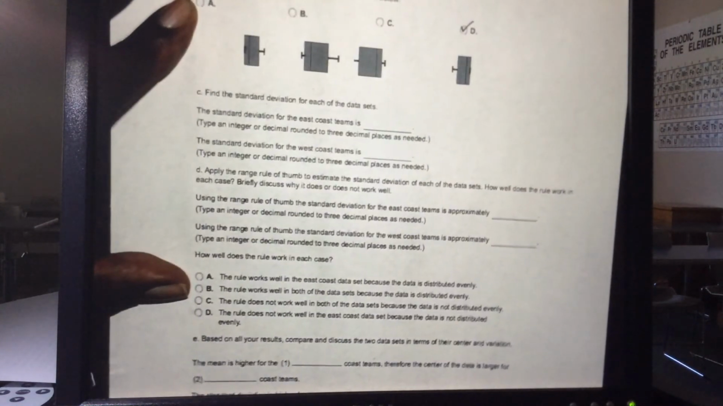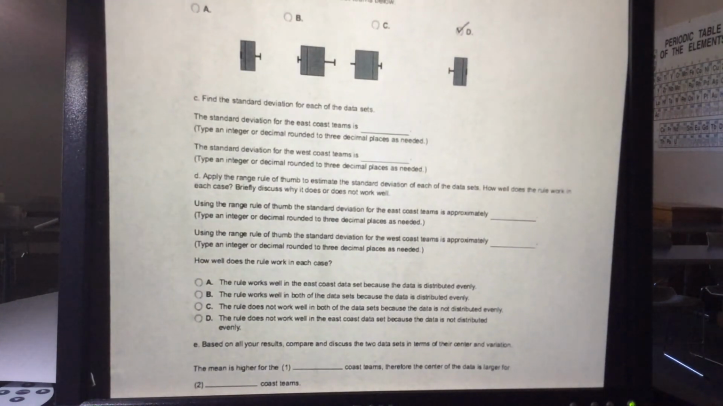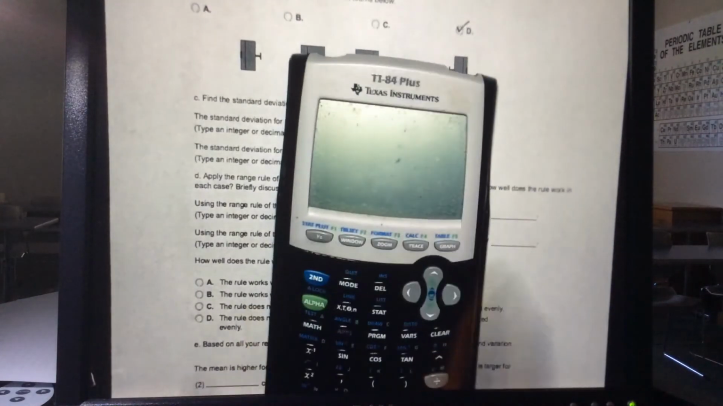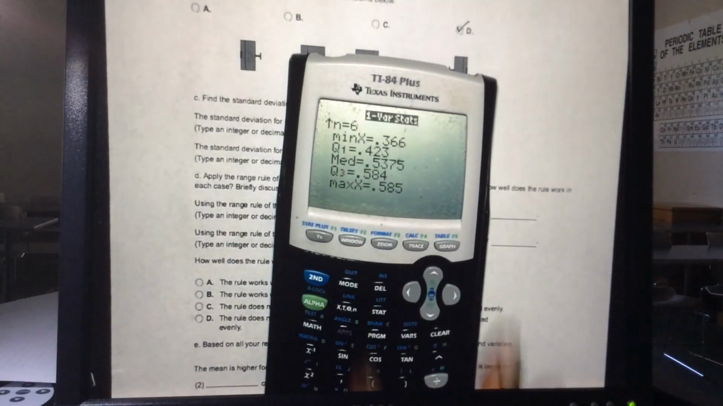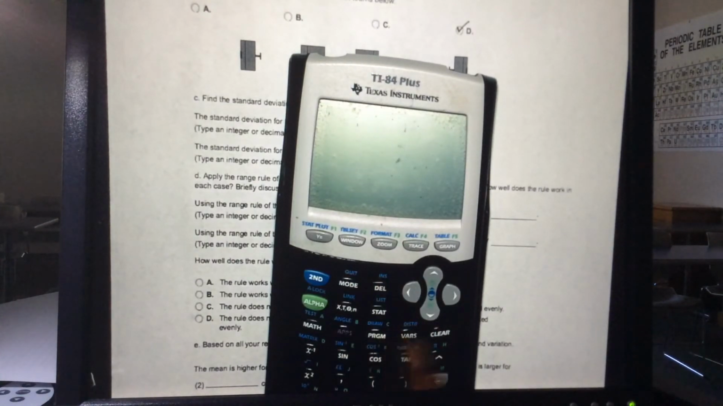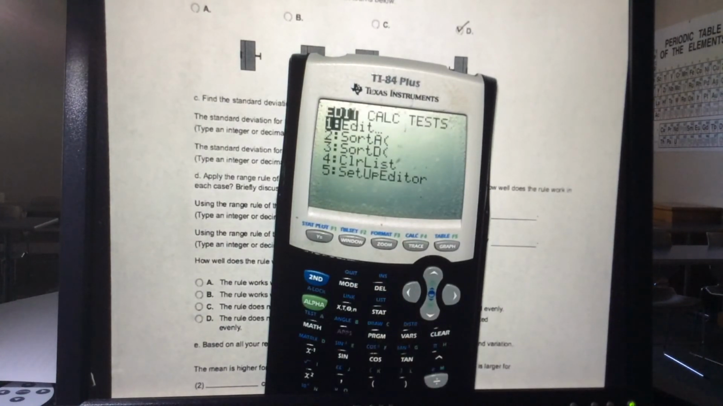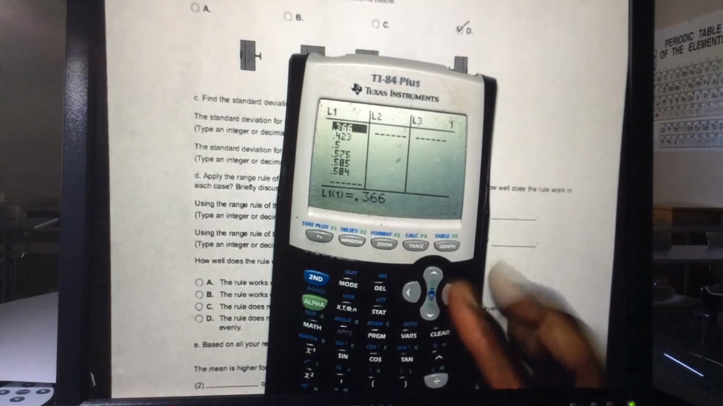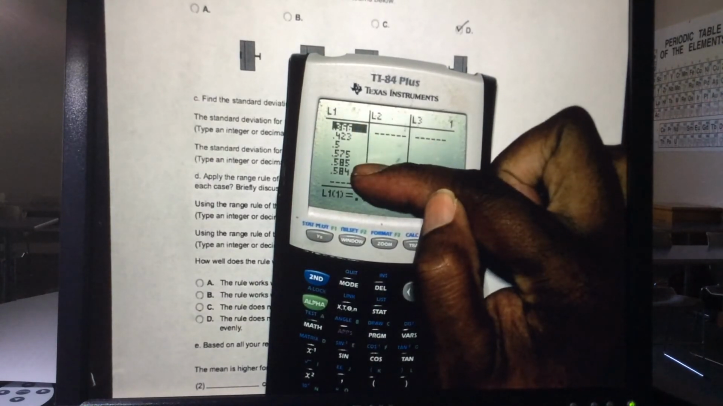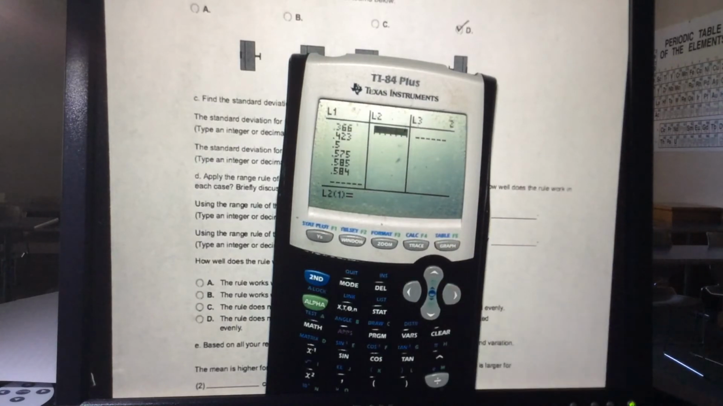Okay. And now we're going to find the standard deviation of each of the data sets here. Let's see, for the East Coast teams, and I should not have deleted that data set. I'm going to put it in what we call L2. Press that key, and then number 1. That's for the West Coast teams in L1. In L2, I'm going to put the East Coast teams there.